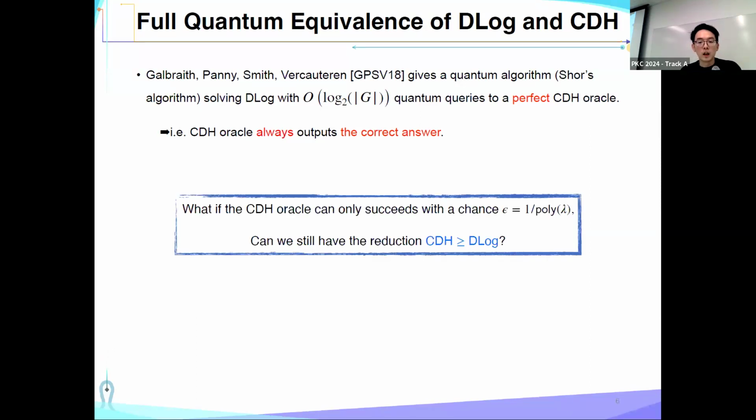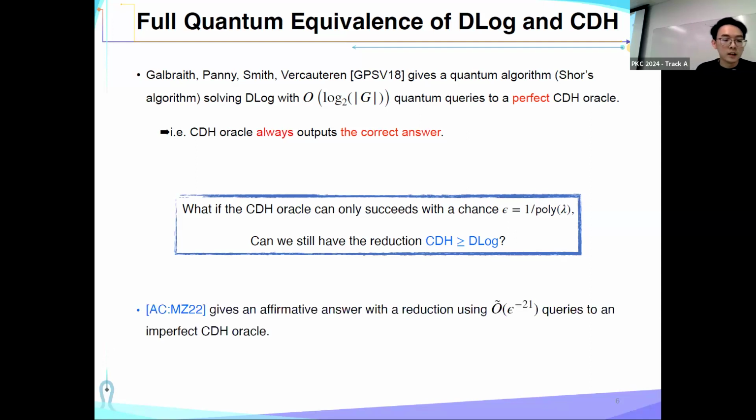But Shor's algorithm is very sensitive to the error rate, so you cannot really boost it or amplify its success rate if the CDH oracle only succeeds with a non-negligible chance, like 1 over a polynomial in lambda. So can we still have a reduction to show that CDH is as hard as the D-log problem in this case?